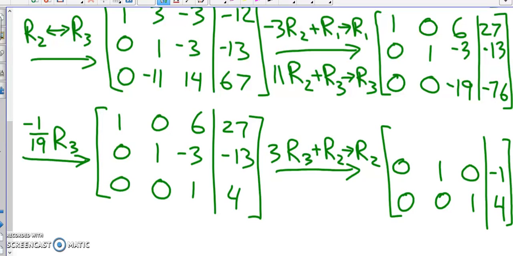So the further you get into this matrix, the easier the calculations become. Somebody else tell me the last step. Negative 6 times 3 plus 1.